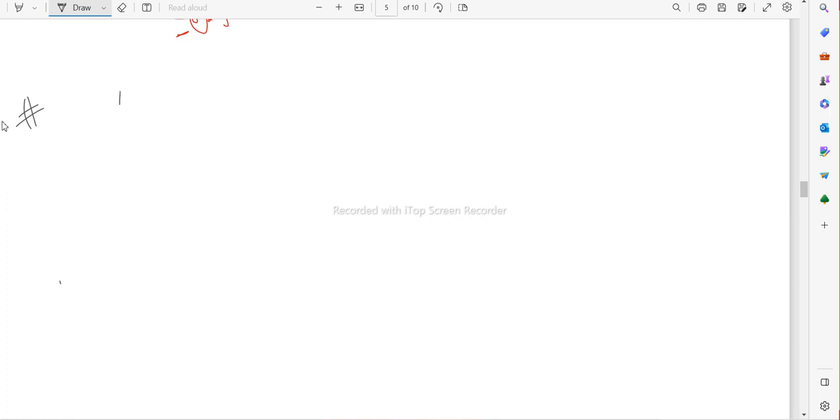So there are four people: A, B, C, and D. They purchase a gift worth rupees 60. Total gift is of rupees 60. Now he's saying that A is paying 1 by 2 of the amount, B is paying 1 by 3rd of the amount, C is paying 1 by 4th of the amount. Then you have to find what amount is paid by D.